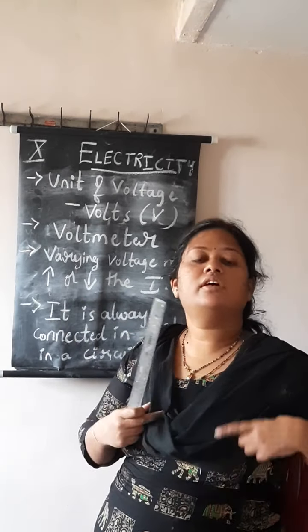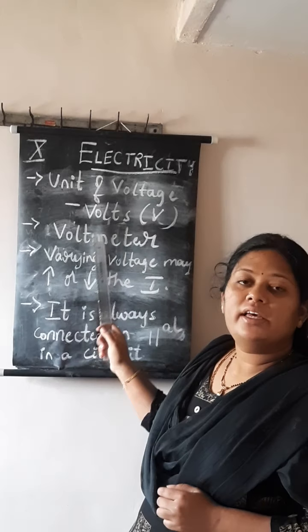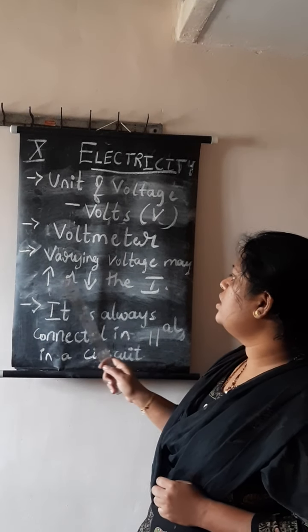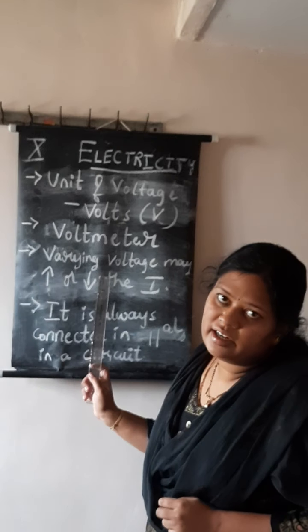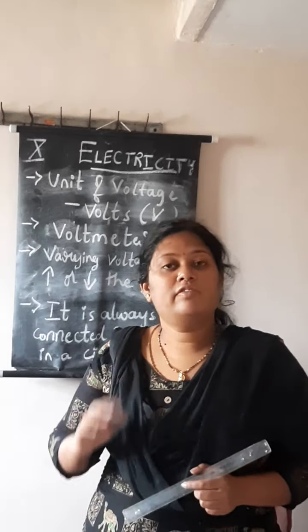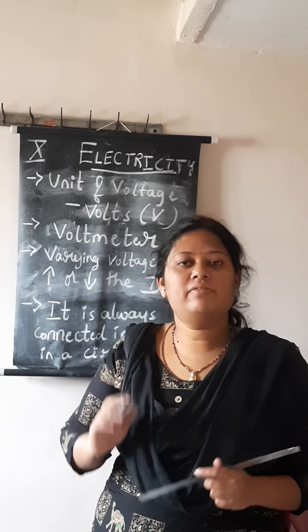The unit of voltage is volt, and it is represented by capital letter V. The instrument used to measure voltage is the voltmeter, and varying the voltage may increase or decrease the current in the circuit. The voltmeter is always connected in parallel in a circuit. These concepts are very basic, children, so you should all be very clear with them.